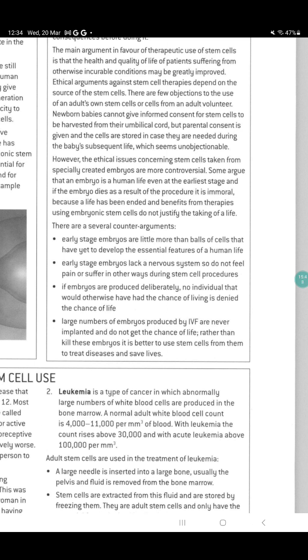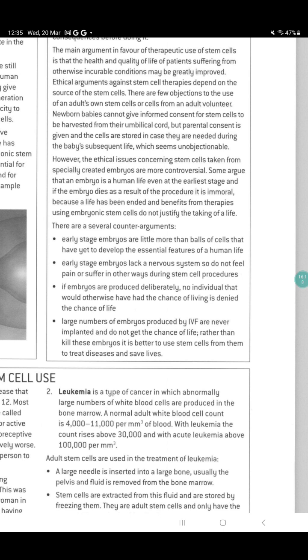Early stage embryos lack a nervous system, so they do not feel any pain or suffering in other ways. If embryos are produced deliberately, no individual that would otherwise have had the chance of living is denied the chance of life. A larger number of embryos produced by IVF are never implanted and do not get the chance of life. Rather than kill these embryos, it is better to use stem cells from them to treat disease and save lives.